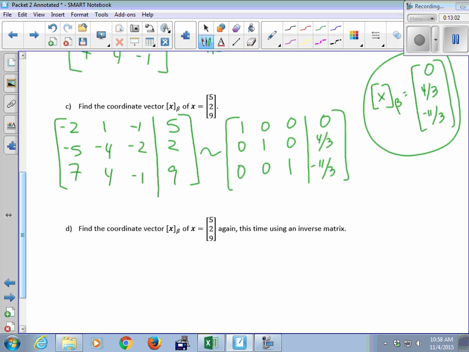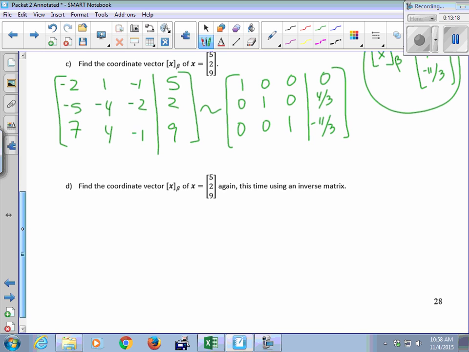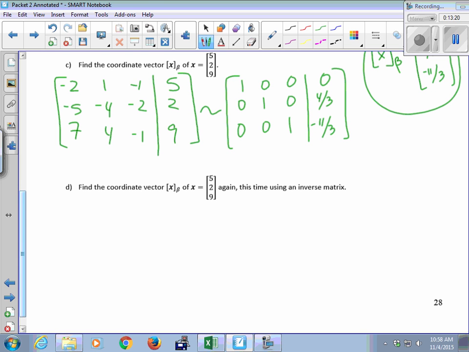All right. So I would like to do this same problem again. Find the coordinate vector x sub beta for the vector 5, 2, 9. But this time I want to use an inverse matrix. Okay. So I'm actually going to write down some things that maybe I should have written down in C to show you why we do the augmented matrix and row reduce.